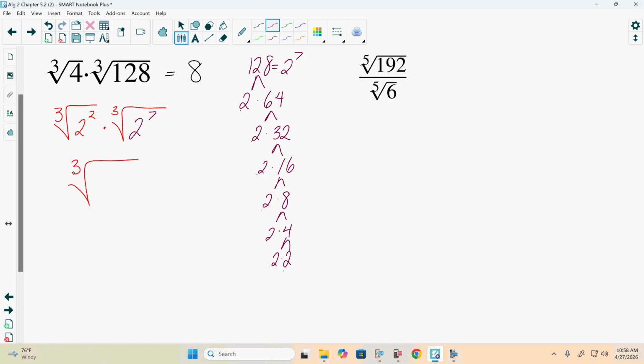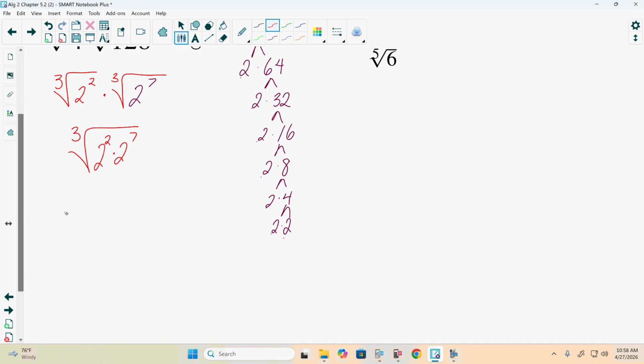Since I'm multiplying like radicals, we can multiply what's inside. So we're going to be multiplying 2 squared and 2 to the 7th. Now if we wanted to, I can come in here and we can say 2 squared times 2 to the 7th, and that would be perfectly fine. But if we're multiplying like bases, we're going to do what? Add the exponents, so 7 plus 2 is 9. So really what we're saying is we're taking the cubed root of 2 to the 9th.